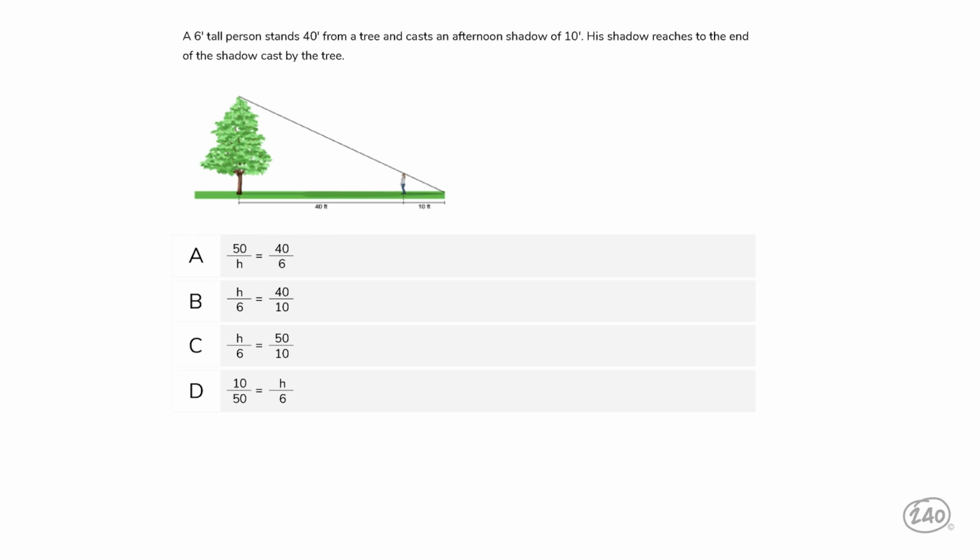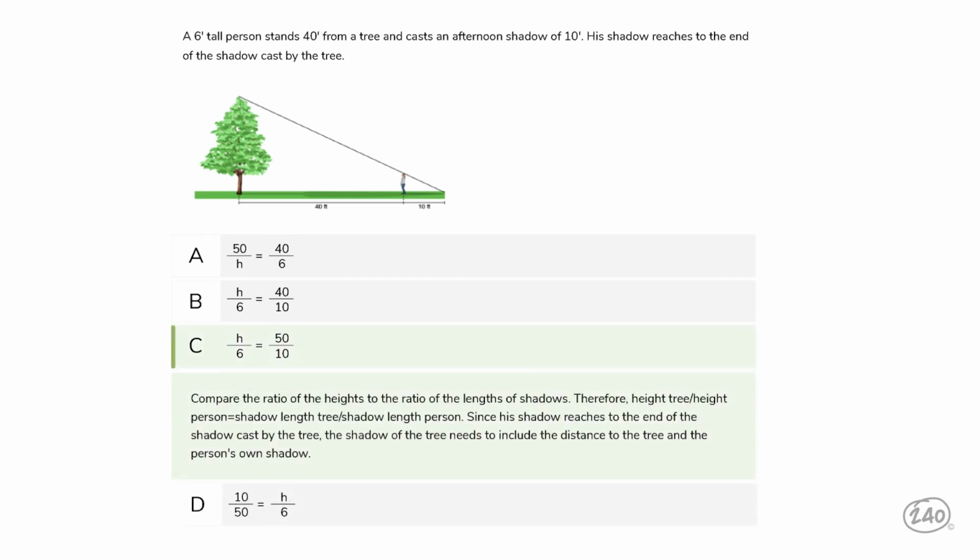So right away, A and B can both be eliminated because they don't have 10 and 50 together in a fraction. Next, we know the man is 6 feet tall, but we don't know the height of the tree, so H. Here's where it gets tricky. Since the man's measurements are 6 feet tall and a 10-foot shadow, those two numbers need to match up. So choice C is the best. 6 and 10 are both denominators of their fractions.